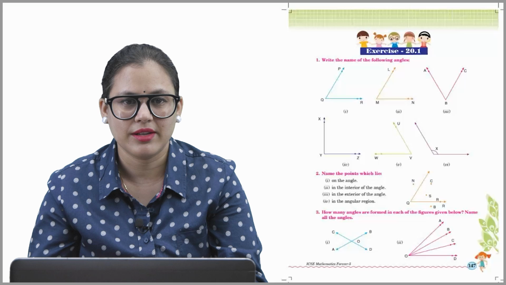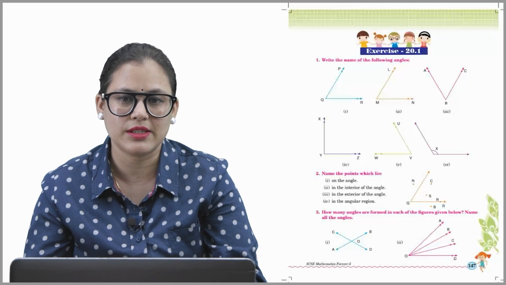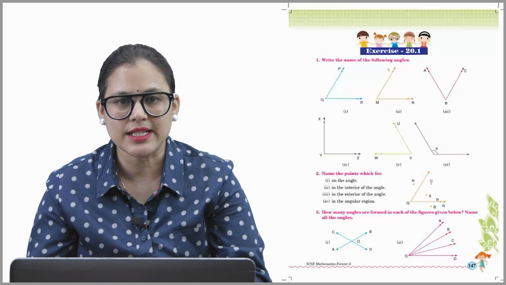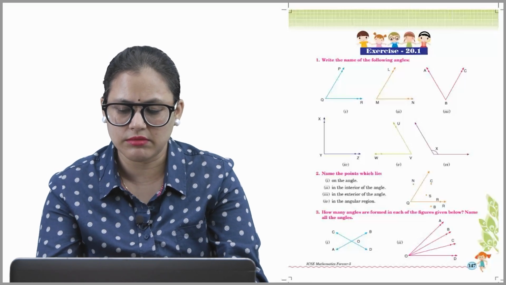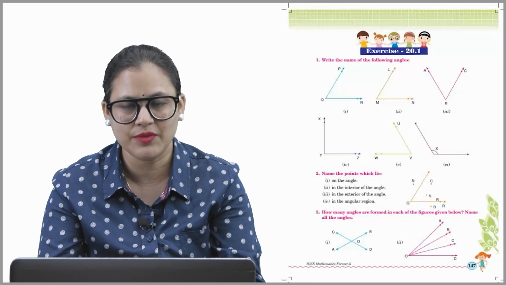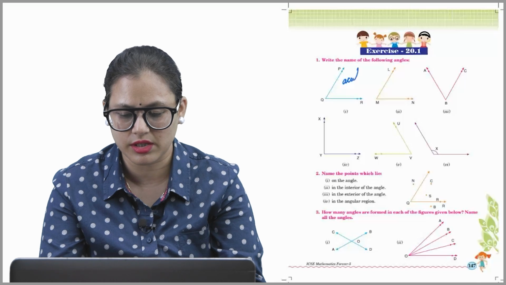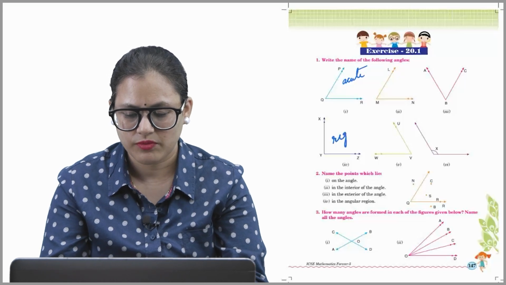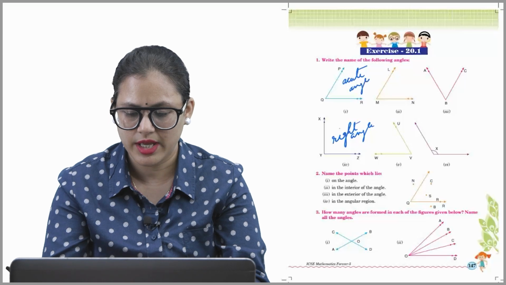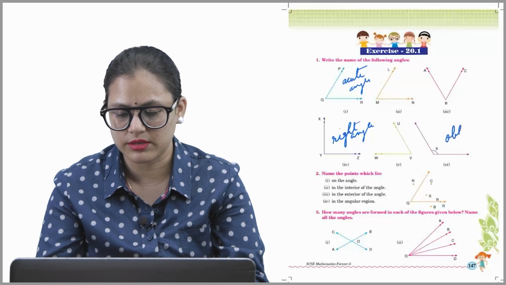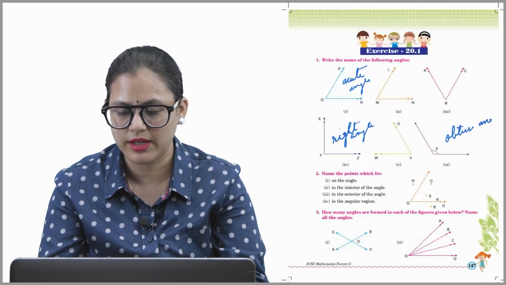Exercise 20.1. Write the name of the following angles. First you will measure these angles and then you will write the name of the angles. As you can see, this angle is less than 90 degrees. This is an acute angle. This is a right angle. And this is an obtuse angle. Why? Because this is more than 90 degrees.